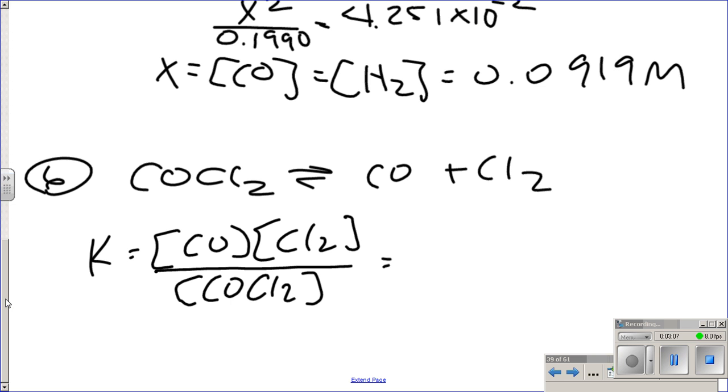Did you know the K value? Yeah, you did. 2.82 times 10 to the negative 2. What else did you know here? You knew the CO and the Cl2, didn't you? What is the concentration of COCl2 when the concentrations of both carbon monoxide and chlorine gas are 5.90 times 10 to the negative 3rd? So what did you know?